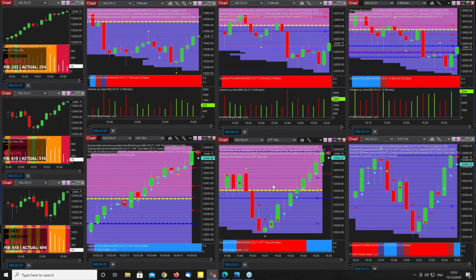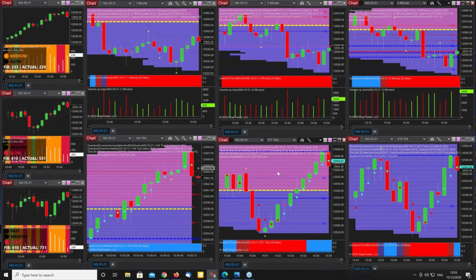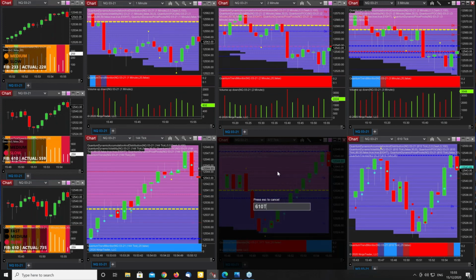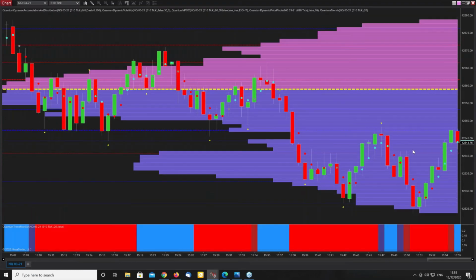Okay, let's drop that out of the way. It's going to have a look at a slower one. 377. That's now increased speed. That's up at 610. So we'll just change that over to 610 tick. There we go. This is the speed you have to work at. Right, where are we going with this one?